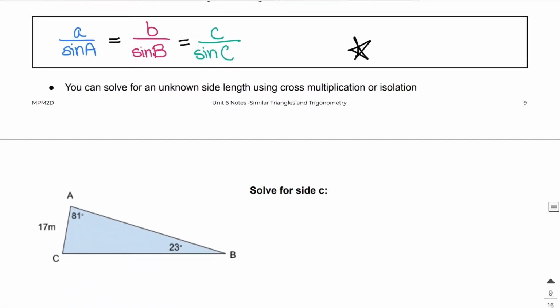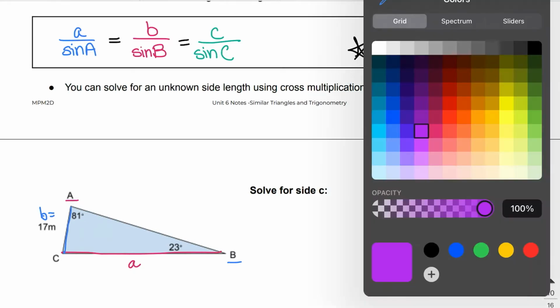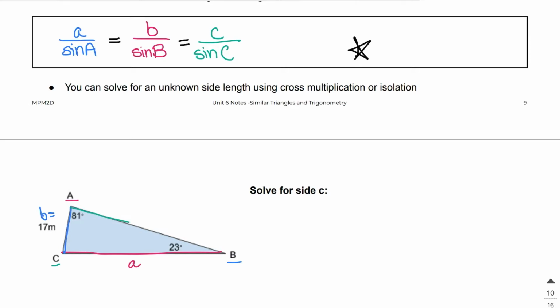So let's take a look at what we have here. In this example, the first thing I want to do is label my lowercase letters. I know that this is angle A, so this side right here is side a, okay? I know that this is angle B, so the side across from it is b, which is going to be 17. And I know that this is angle C, so the side across from it is lowercase c, and it says to solve for c.